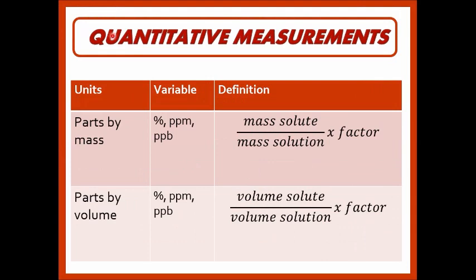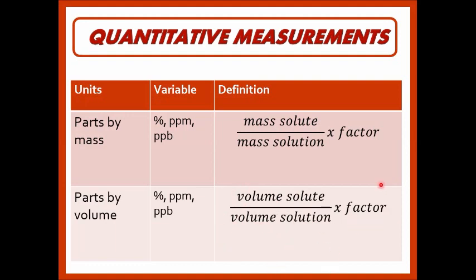We also have the units of parts by mass or parts by volume, which are both very similar to each other. Both of them can be expressed in terms of percent, parts per million, or parts per billion. Parts by mass is the ratio of the mass of solute over the total mass of solution, i.e. solute plus solvent, times some multiplication factor, which depends on the units that you would like to express it in. We can see that parts by volume is very similar. However, you use the volume of the solvent compared to the volume of the solution.